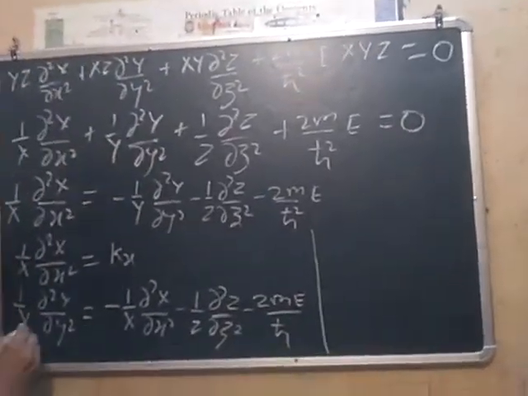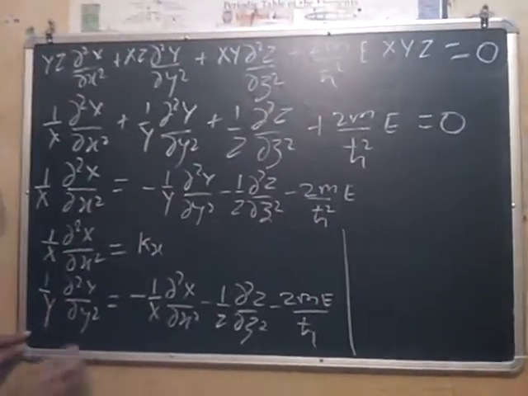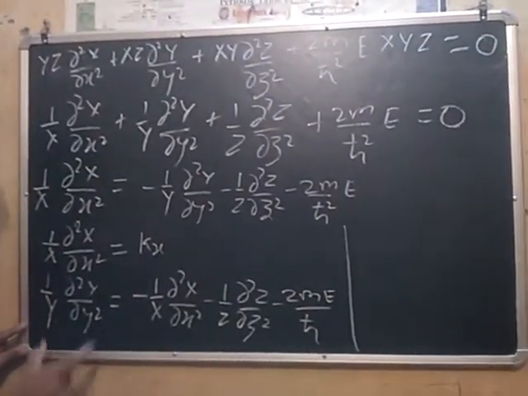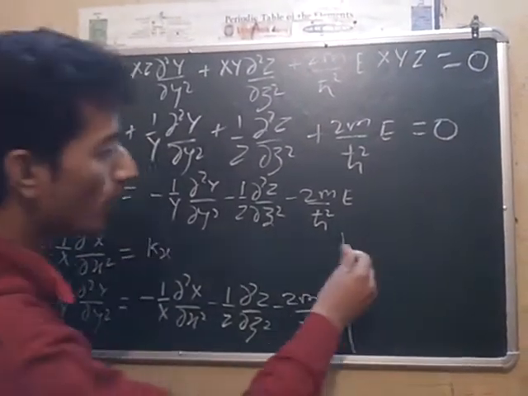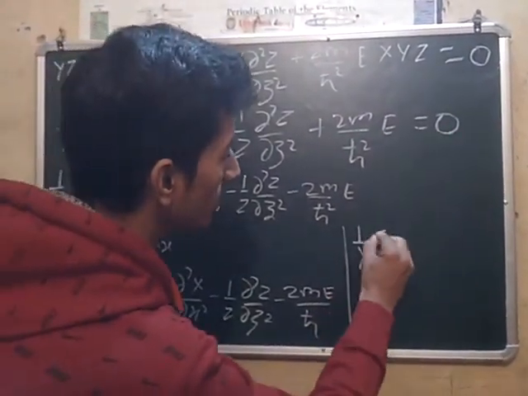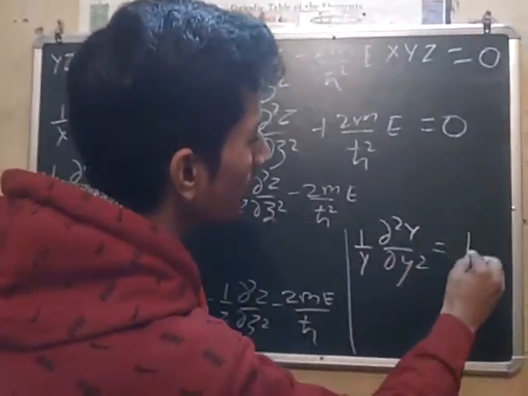Again, the y left hand side is independent of every term excluding y. That means the left hand side only depends upon y. So 1 upon Y del 2 Y upon del y square can be written as ky.